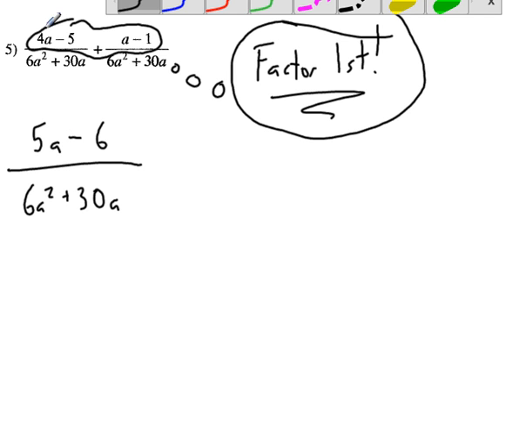But what I did is I combined my like terms. Since this was a plus, I didn't have anything to worry about. 4a plus an a is 5a. Negative 5 plus a negative 1 is a negative 6. Now where's factor first come in? I have a couple of things in common between my terms and my denominator. I have factors of 6, and then I also have an a in each term. I don't want something that's the same in both terms, so I know I need a factor. I'm going to factor out a 6a, which leaves me with a plus 5.